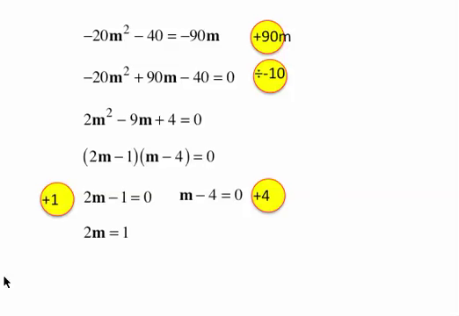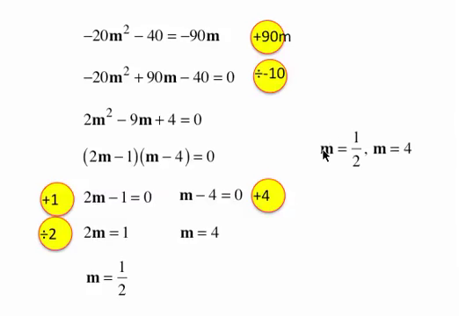So I get 2m equals 1, and now I want to get rid of the 2 that's multiplying, so I'm going to divide both sides by 2. When I divide both sides by 2, I get m equals 1/2. Over here, I want to get rid of that negative 4, so I'm going to add 4 to both sides, so m equals 4, and that's it. There's my answer. So m is 1/2 and m is 4.